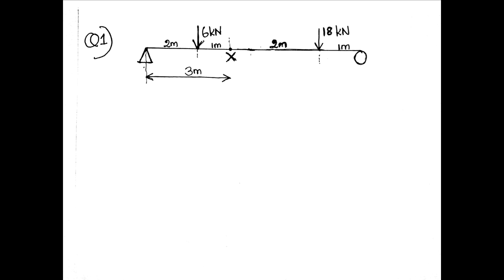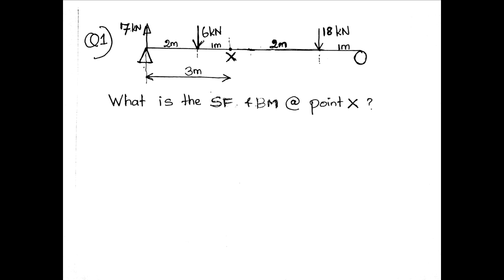This is a simply supported beam. The point X lies 3 meters from the left support. What is the shear force and bending moment at point X? Firstly, find out the support reactions. That is already found: 7 kilonewton and 17 kilonewton.